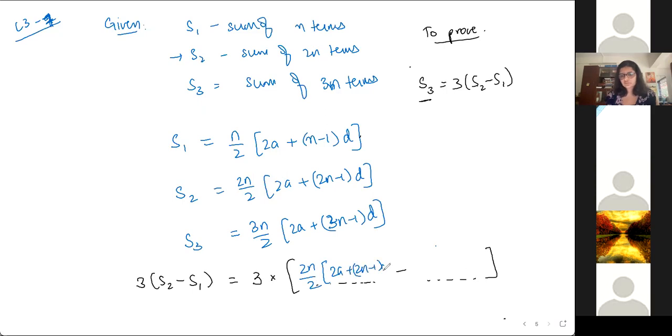So then open the bracket, like expand it carefully. Then you have 2a idhar and 2a also idhar, right? Ma'am, what was the other side? S3. This is the thing. This is the whole equation. Okay.